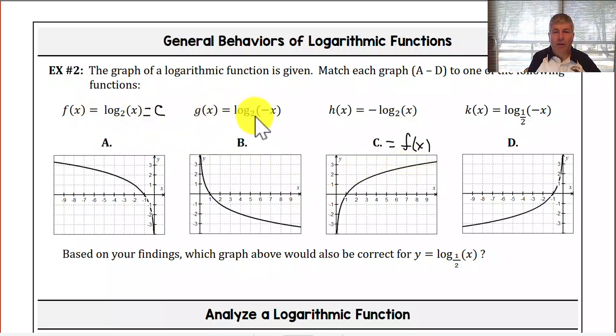G of x, log base 2 of the opposite of x. Well, the opposite of x means we're going to have a shift along the x-axis. Our positive inputs will become negative inputs. So it's going to look a lot like C, but it's going to be a reflection across the y-axis. So g of x is the graph of A. A is g of x. And that is a decay function. So this guy is decay.